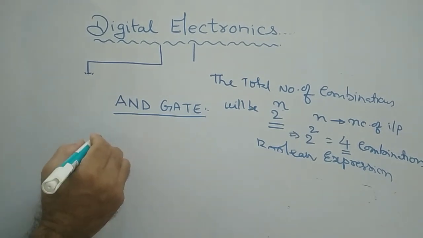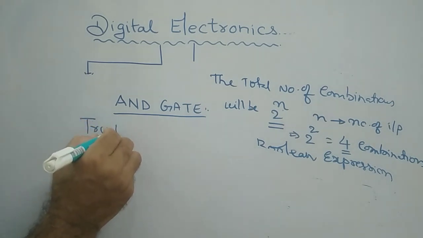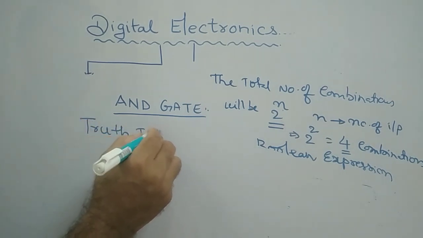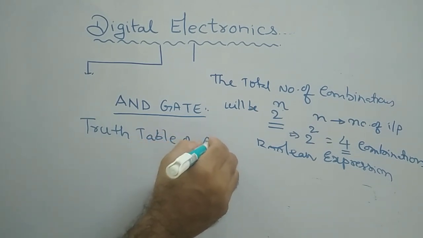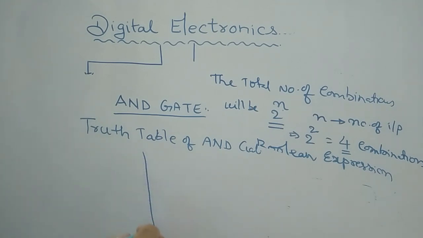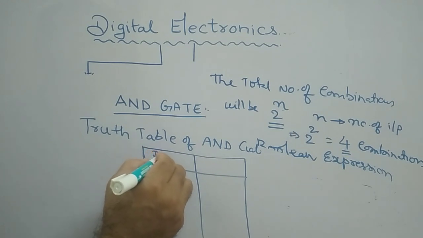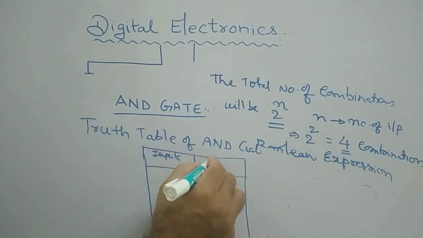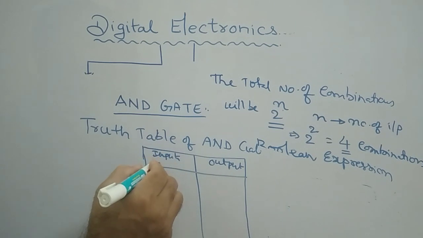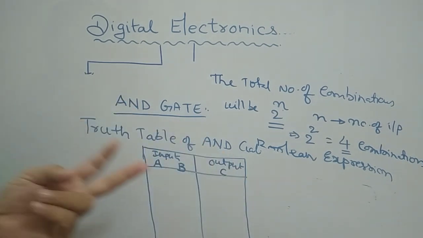Here, if you can write the truth table of an AND gate. What is the truth table? It is simply a table, basically. It has inputs and then output. The inputs are A and B, two inputs. The output is C.